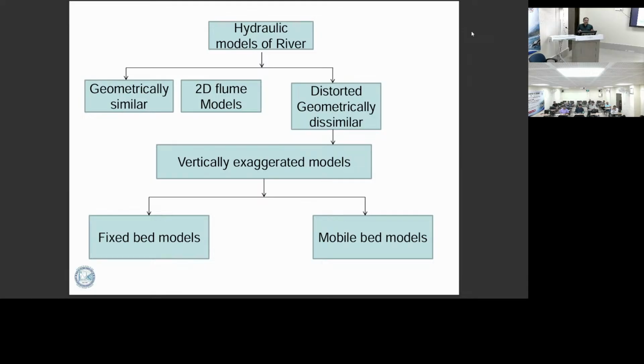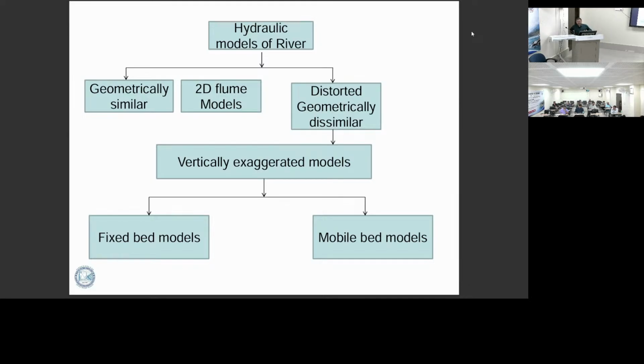Now can anybody tell me why river models are generally distorted? Do you have any answer, anybody? Because it represents the real, since it's a prototype or a model. Yes, you are right, but I can go for geometrically similar. The longitudinal dimension is much bigger than the other dimensions. Correct. A river is flowing over a distance of kilometers.